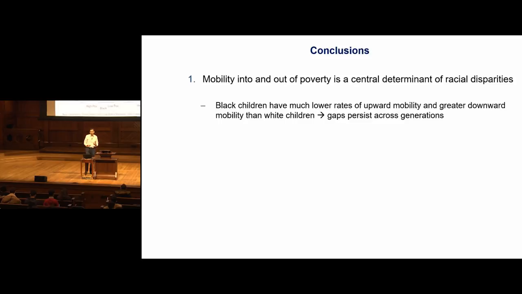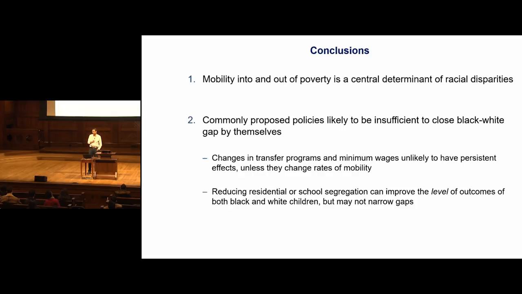So let me, in the last couple of minutes, just summarize what I think are the high-level conclusions that you should take away from this lecture. In the first part of this lecture, we saw that mobility into and out of poverty is a central determinant of racial disparities. That is, Black kids have much lower rates of upward mobility and greater downward mobility than white kids. That is why we have persistent Black-white gaps in America.